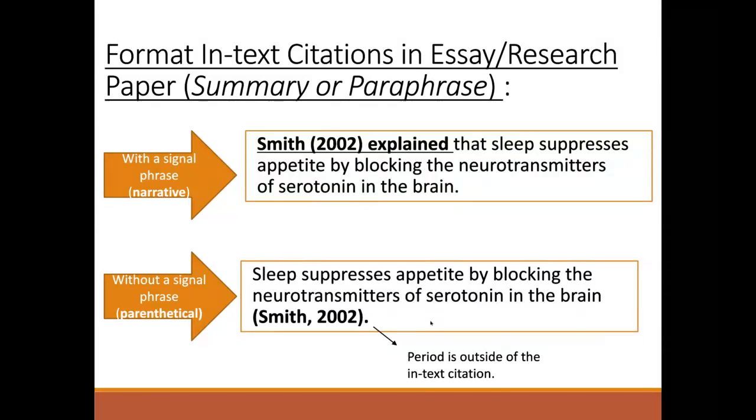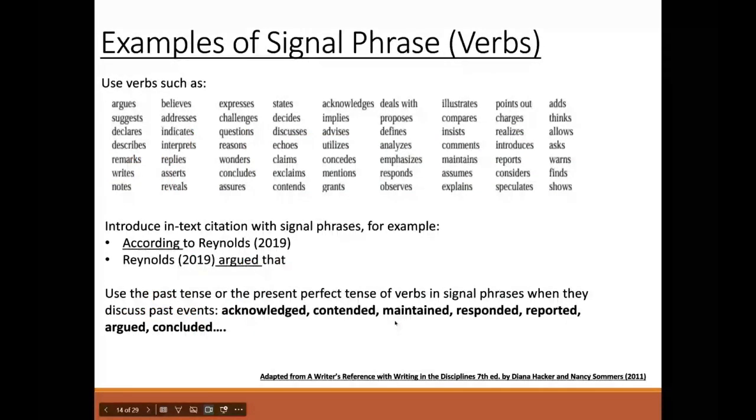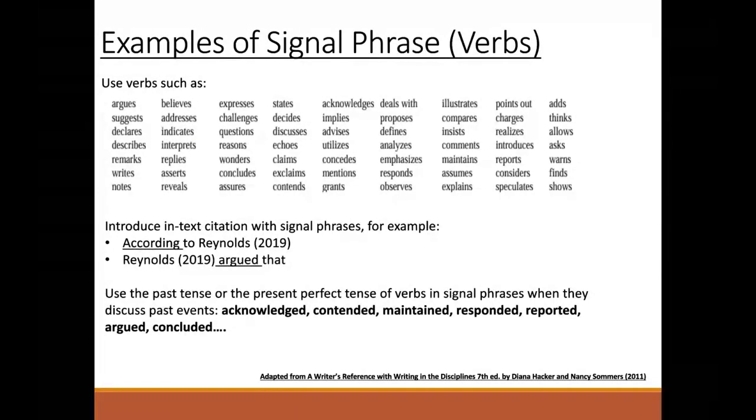All right, so you put the period outside of that. Okay, now there are examples of different types of signal phrases or verbs that you can use for narrative citations. You can say argues, believes, expresses, advises, written, illustrated. These are just some examples that you can use to include in your narrative citations to help you.